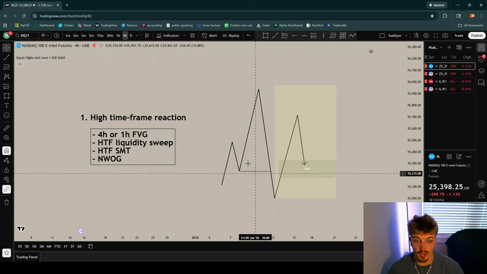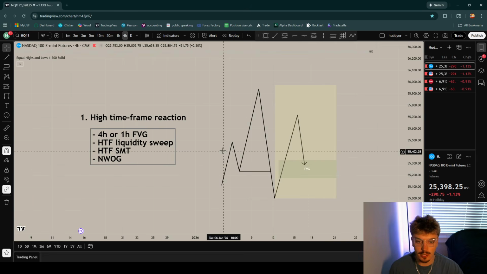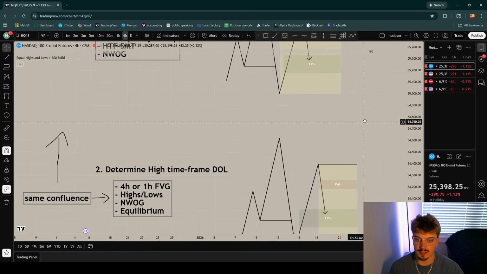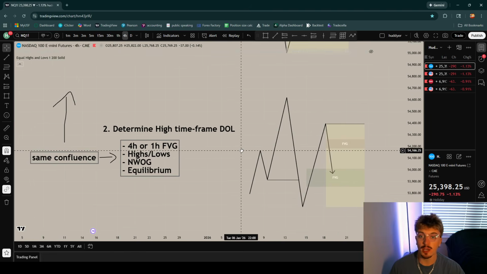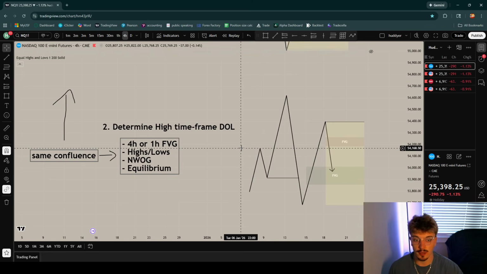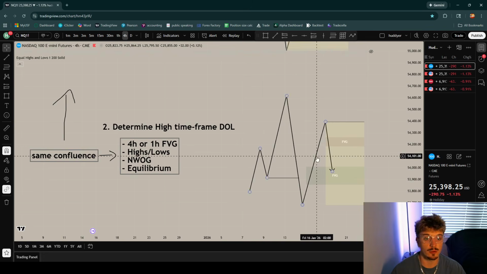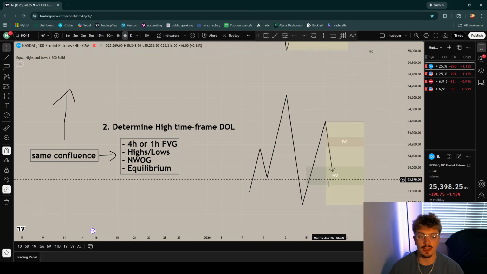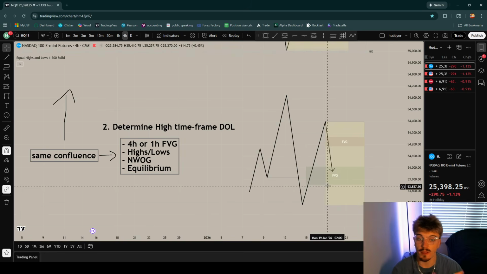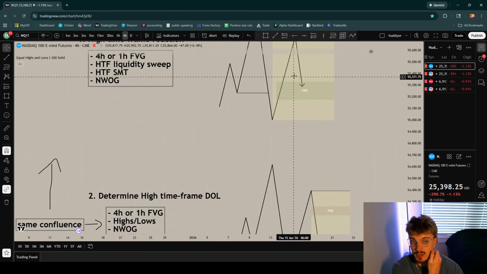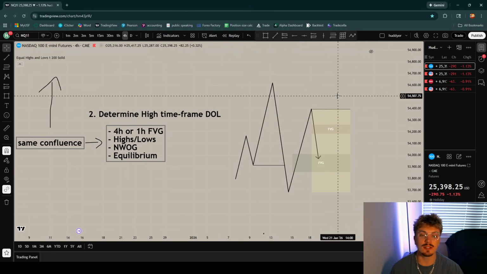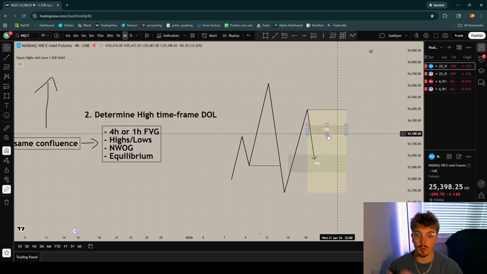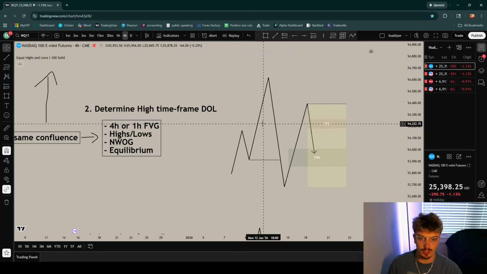Now, whatever happens off of any of these is going to help us determine what our next draw on liquidity is going to be, right? And that's number two. Number two is determining your higher time frame draw on liquidity. So obviously we see that we're reacting off of a 4-hour gap. Well, now we're thinking, okay, we're probably going to go long off of that reaction. So we're using this same thing. We're reacting off of this gap. Now we know which way we're going to go, and we determine where exactly we're going to go. So what is your draw on liquidity?